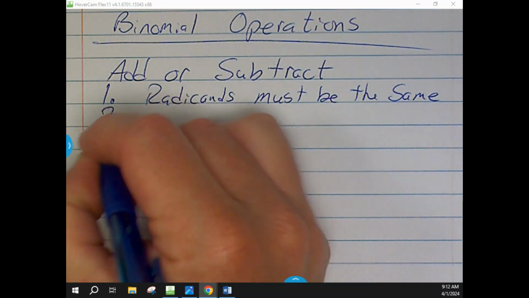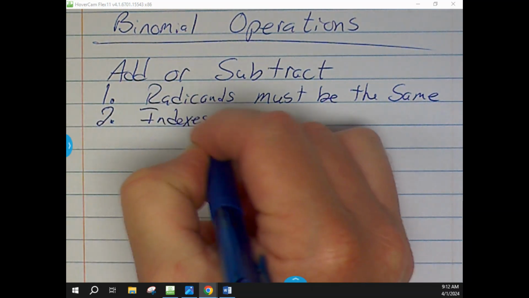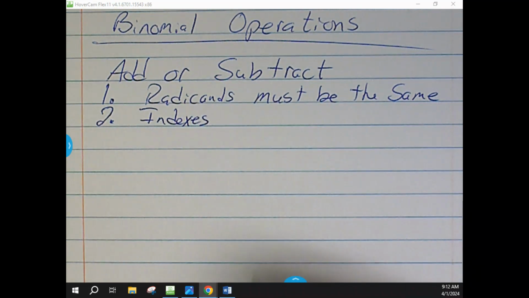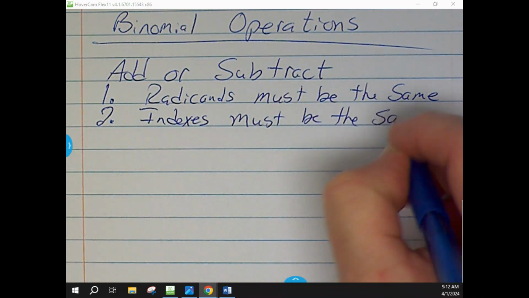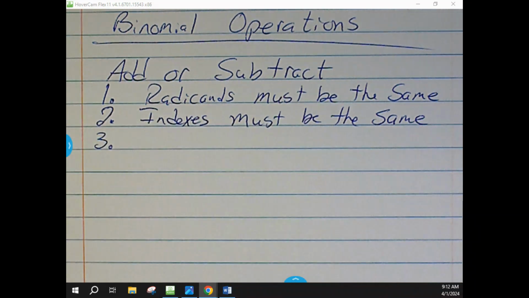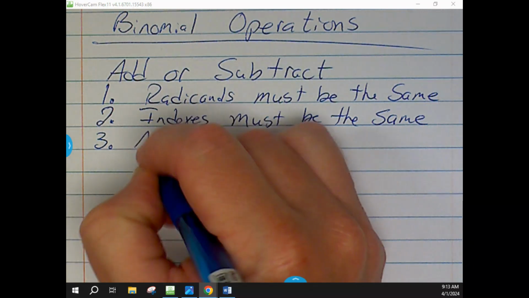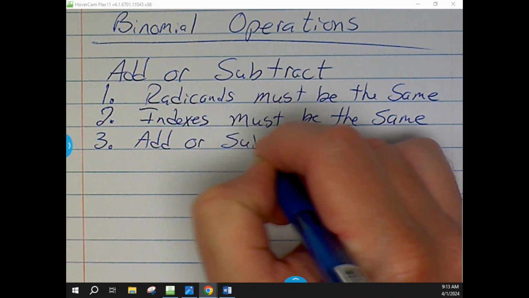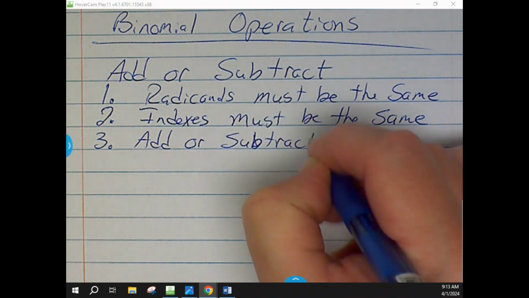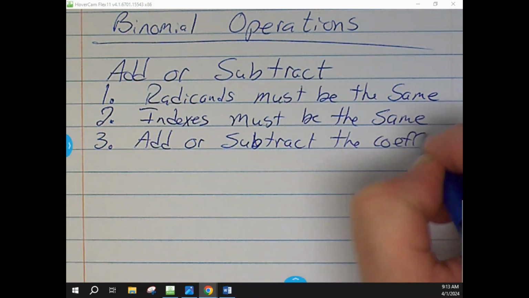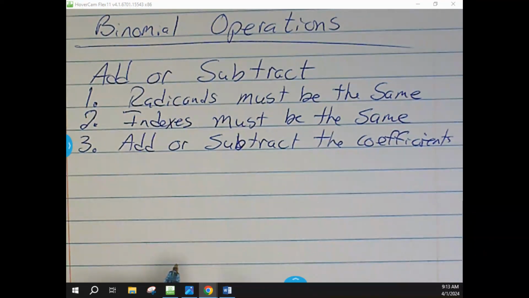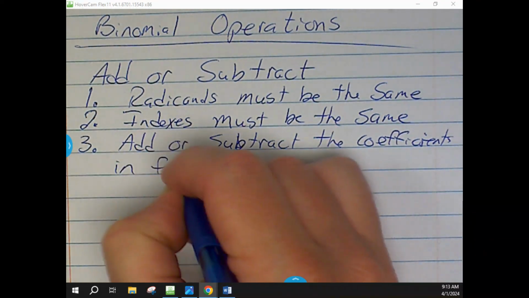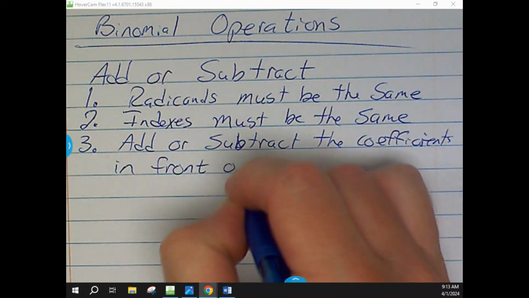Indexes have to be the same. Indexes, indices, whichever way you want to say it there. I'm just going to say indexes. They must be the same. And then number 3, once those two things are the same, then you just add or subtract the coefficients in front. Again, when we're talking about the coefficients, that's what's in front of the radicals.